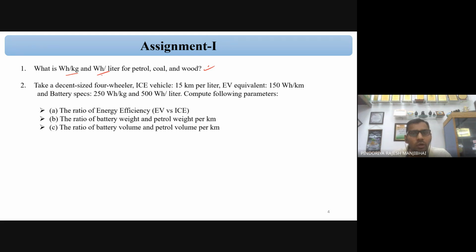Three to four students already submitted the assignment, but I am expecting all the students to try to solve this question, so you will get more knowledge. After one more class I will solve this numerical, and then we will see what the correct answer is. The second question is to calculate the energy ratio and energy efficiency, comparing the EV and ICE vehicle, and to calculate the battery weight and petrol weight per kilometer, and then battery volume and petrol volume per kilometer. This is the second question.